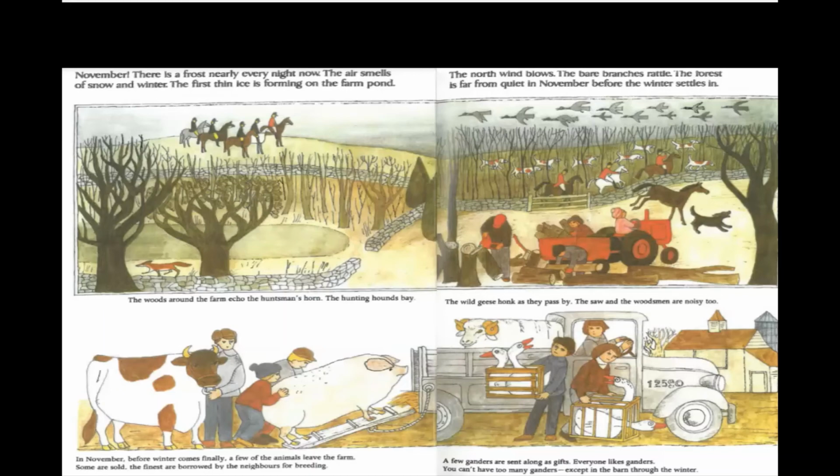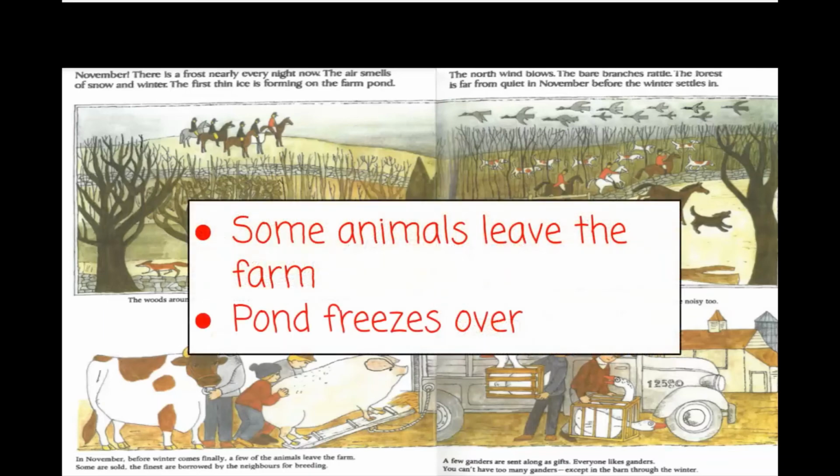Your teacher's going to pause the video and talk about what key details in these pages help us understand what happens in the fall. We're coming to the end of autumn, and I notice that in the illustrations and the text, I see and I heard some of the animals leave the farm as gifts, and the pond is freezing over. So that tells me the weather is getting much colder, which means, as the text told us, winter is coming.